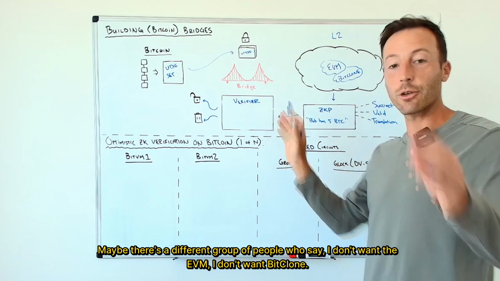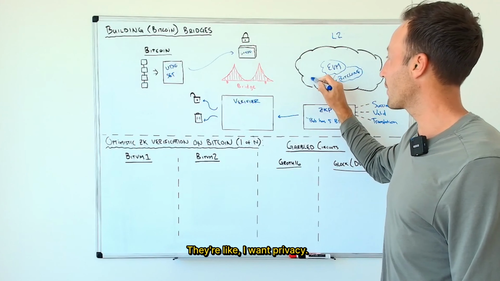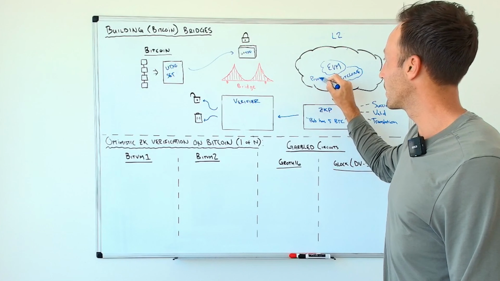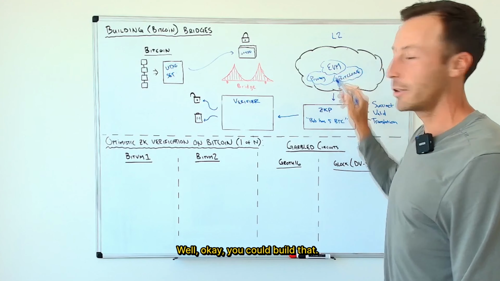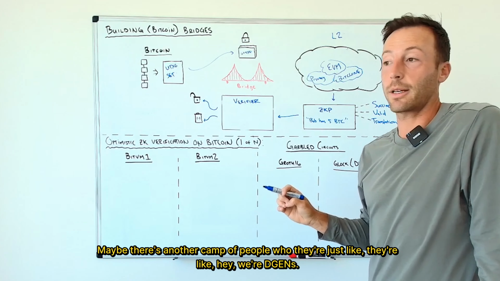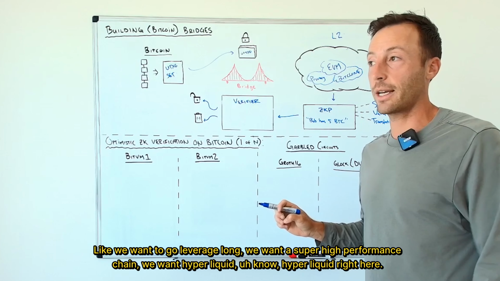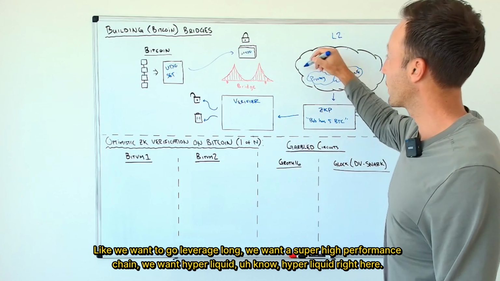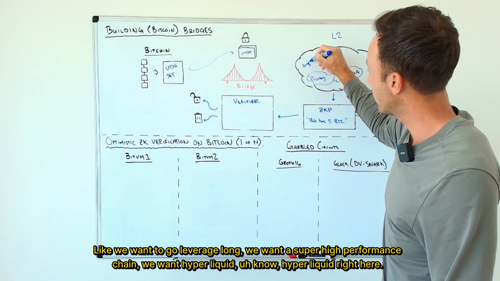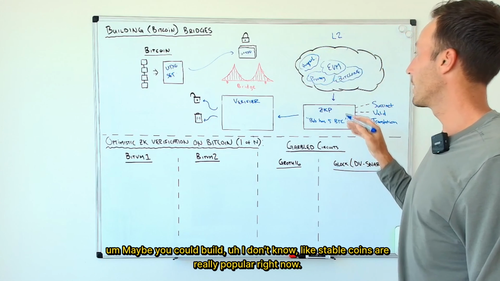Maybe there's a different group of people who say, I don't want the EVM, I don't want Bitclone. They're like, I want privacy. Like I'm a cypherpunk. Well, okay, you could build that. Maybe there's another camp of people who are just like, hey, we're degens. Like we want to go leverage long. We want a super high performant chain. We want hyperliquid right here. Well, okay, you could build that.